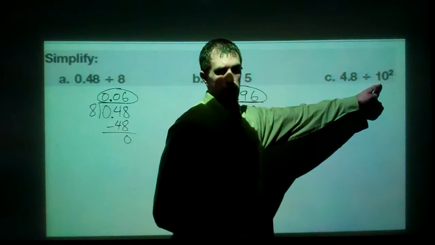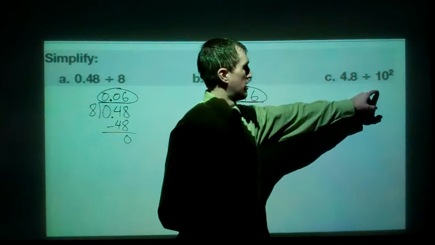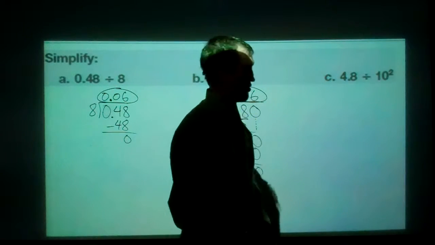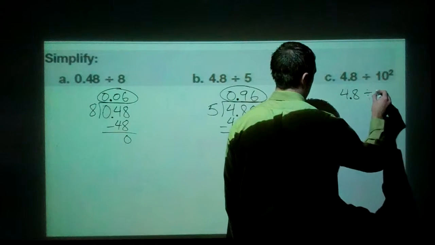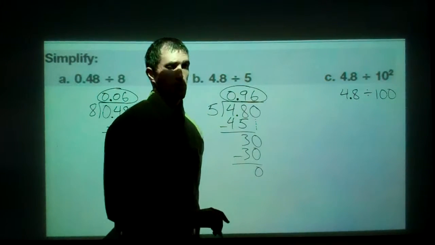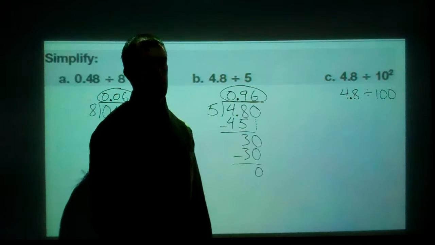Alright. Letter C. Remember that 10 to the second power, or 10 squared, means 10 times 10, which is 100. So this is 4.8 divided by 100. Now remember, our shortcut for multiplying by a power of 10 was to move our decimal to the right, however many zeros we had.